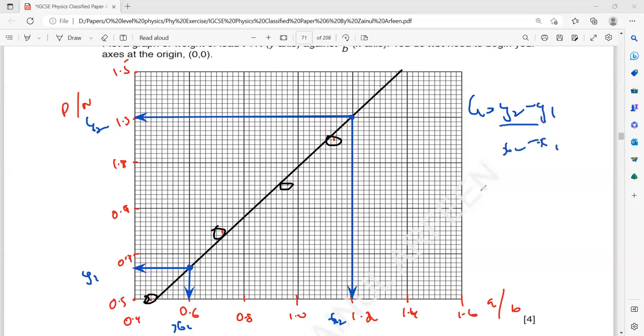Like this is one point, y2 is 1.3, y1 was 0.6264. x2 is 1.2 and minus x1 is 0.6. What's the answer? The final answer for the gradient? What's the value for gradient? The final answer?